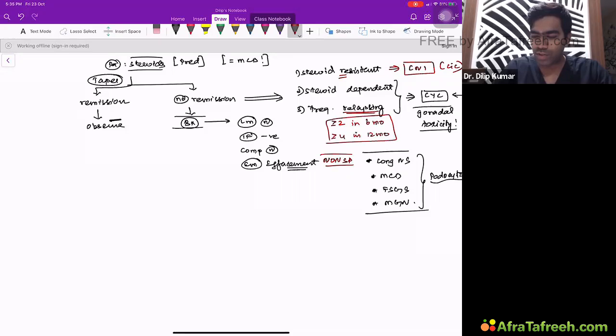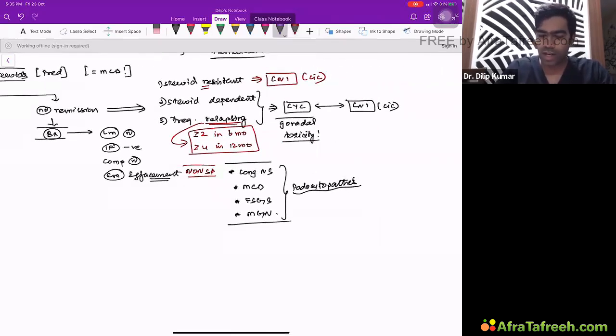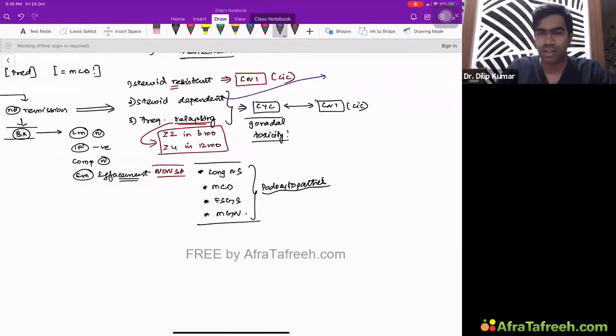So this is the definition of frequently relapsing type of MCD. And you have a steroid dependent type of MCD as well. As far as steroid dependent is concerned, if there are more than 2 relapses while on taper, that's very important. See, relapsing is different. They have responded very nicely. After stopping, you get the disease back. So that is frequently relapsing.